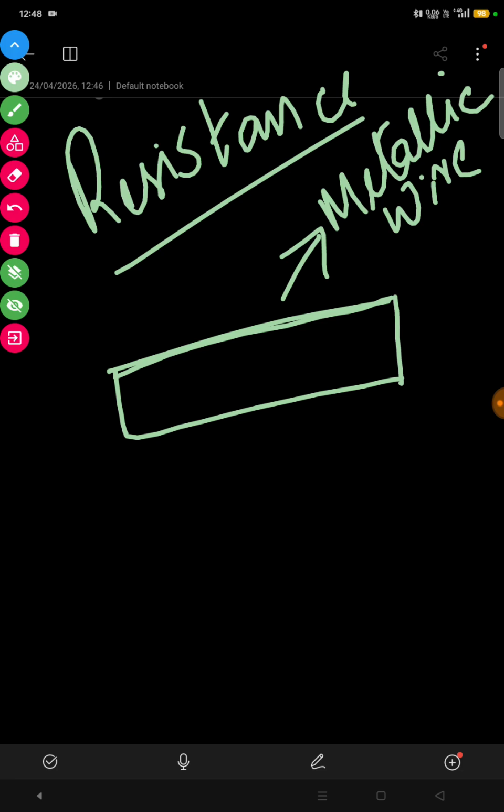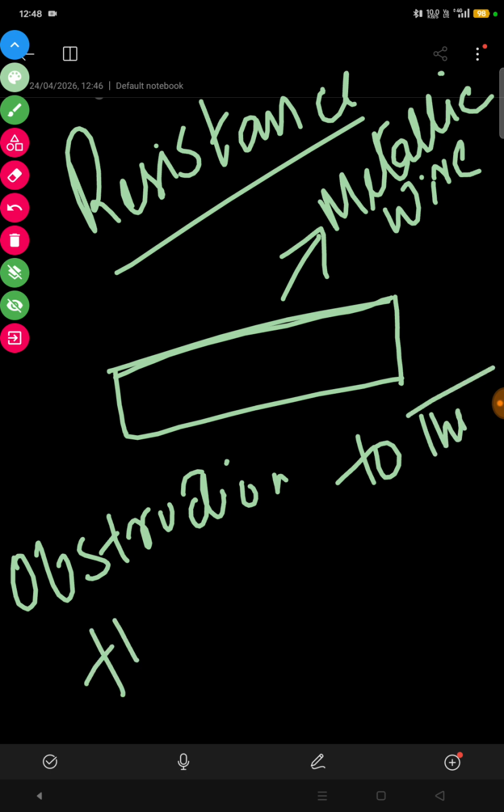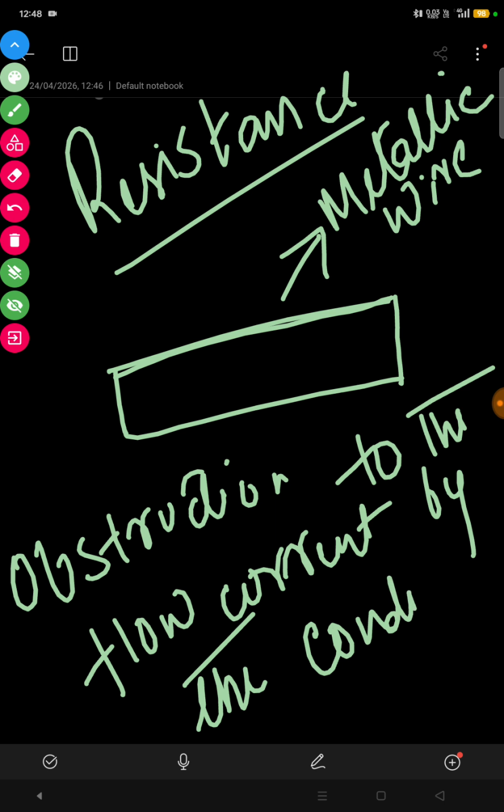So what is resistance? Resistance is nothing but the obstruction offered to the flow of current by the conductor, and in this case by the metallic wire. That is known as resistance. Now let's understand what is the cause of this resistance.